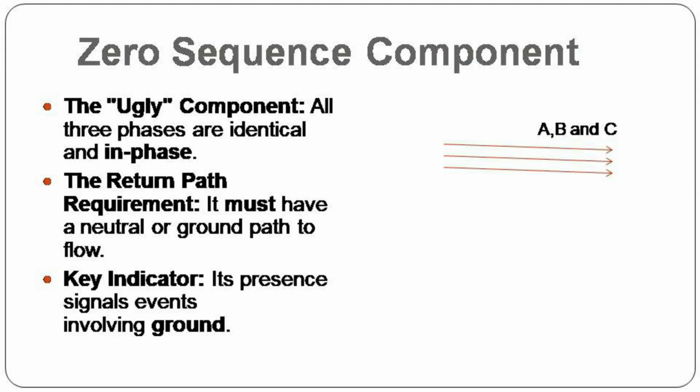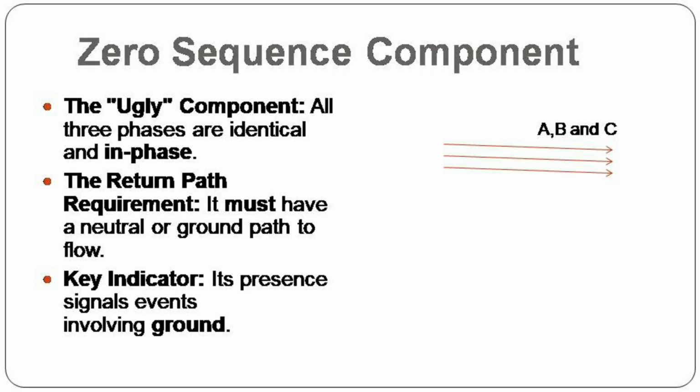And finally, we have the worst of the components, which is the zero sequence component. Now this one actually breaks the pattern that we had before. So forget the 120 degrees of separation, because in the zero sequence, all three-phase quantities are identical. They have the same magnitude, and most importantly, they are all perfectly in phase. They all reach their peak at the exact same time.